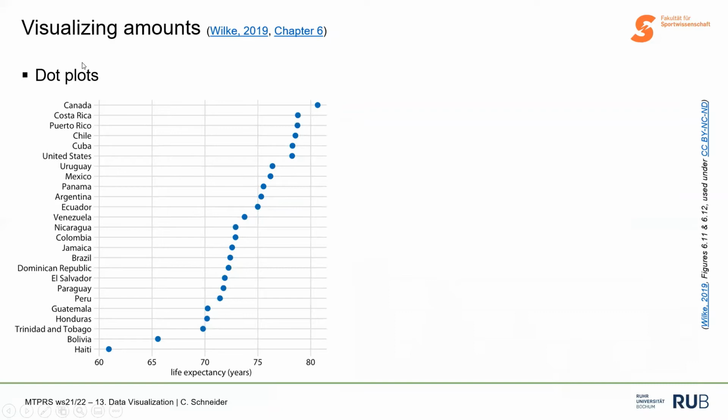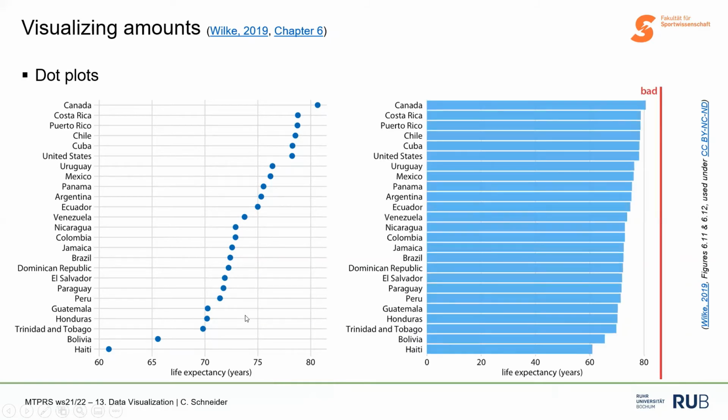Another alternative is sometimes visualizing amounts in types of dot plots. We can see here in the dot plots, it's also very effective to order the different countries by life expectancy. If we use bar graphs in this situation, and we also start the axis at 0, we probably waste lots of ink for very little information.